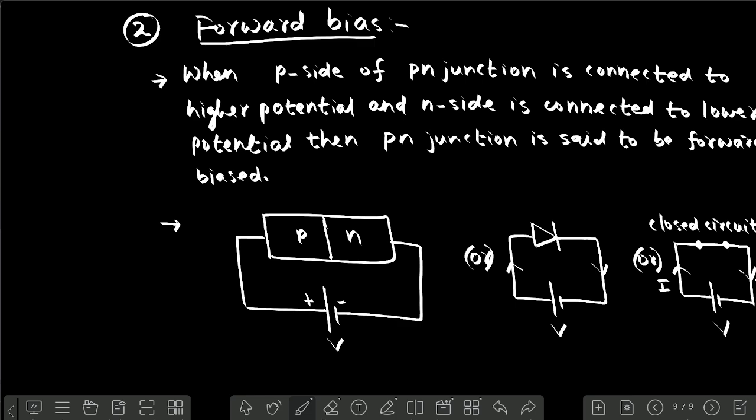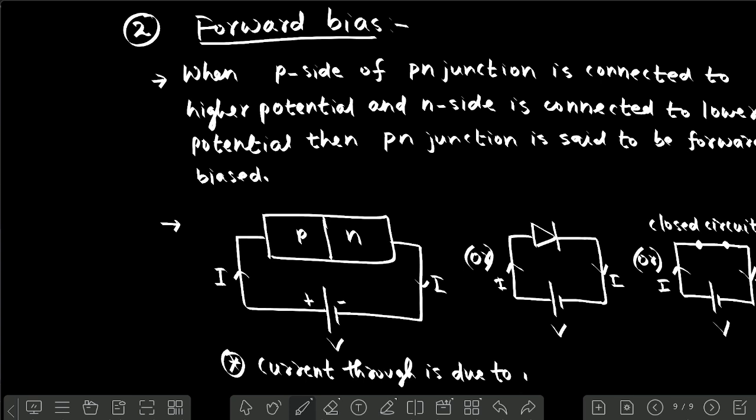This current is due to majority charge carriers. So write: the current through the diode is due to majority charge carriers. Write down about forward bias.